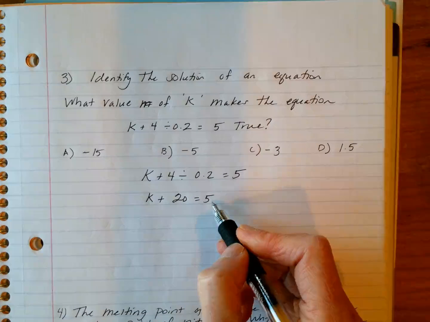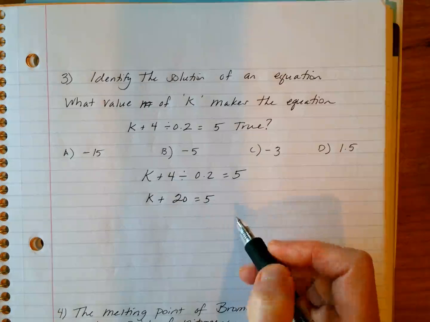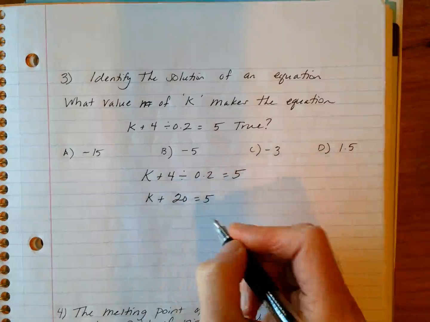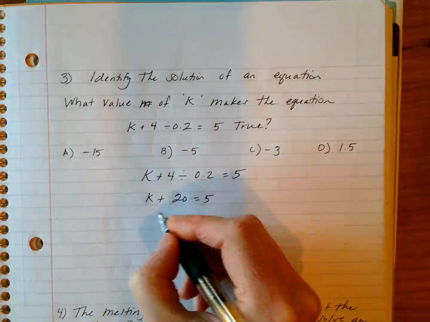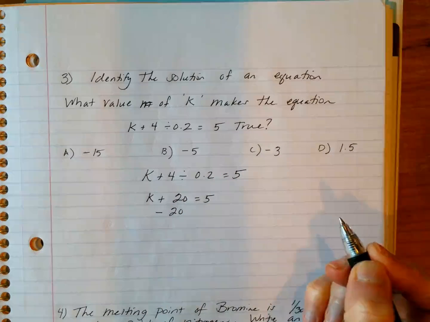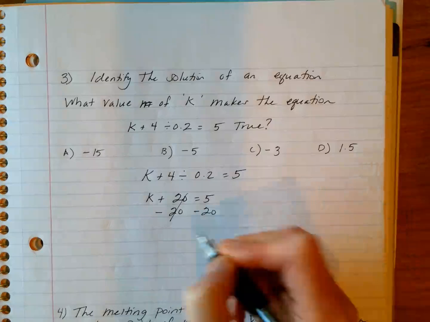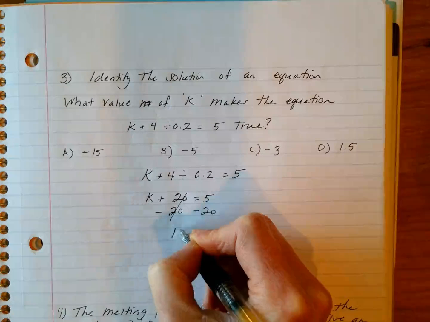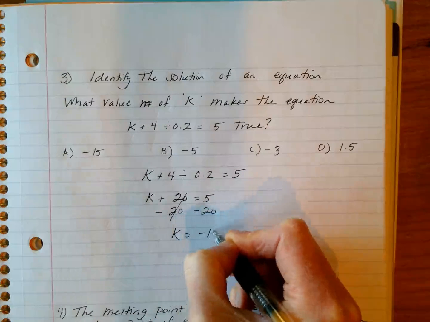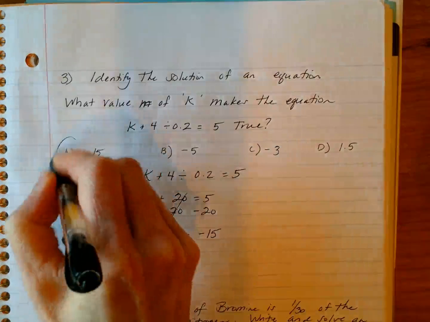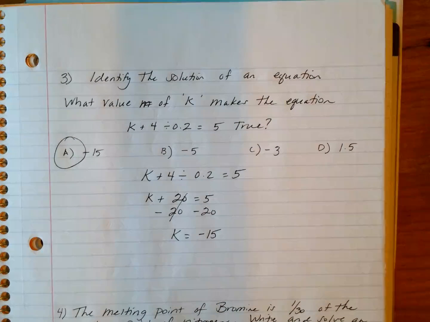Do one step at a time as you're doing these. And now you will recognize the equation like we had back in example 1. So now I need k by itself. It's being added to a positive 20, so I subtract 20 to undo that. Subtract 20 over here to keep that equation balanced. And k is equal to negative 15. And that would be our correct answer up there, A.